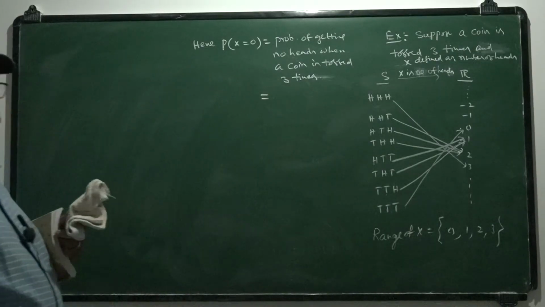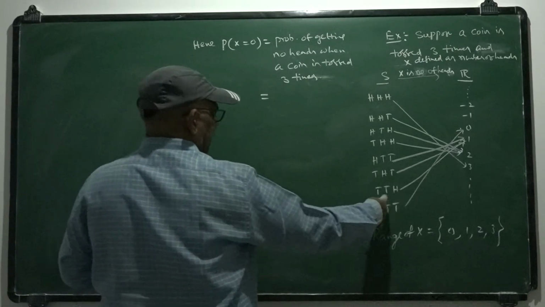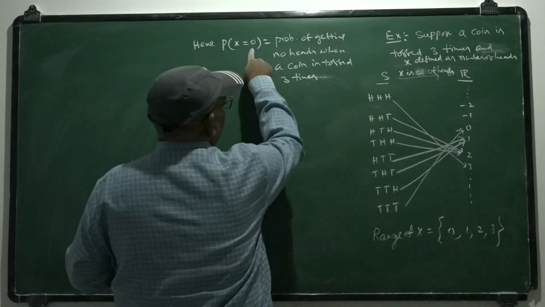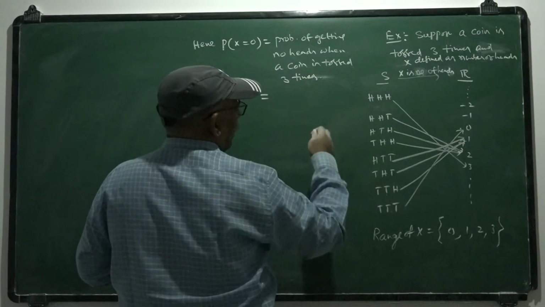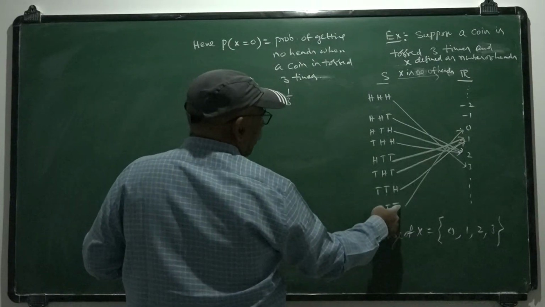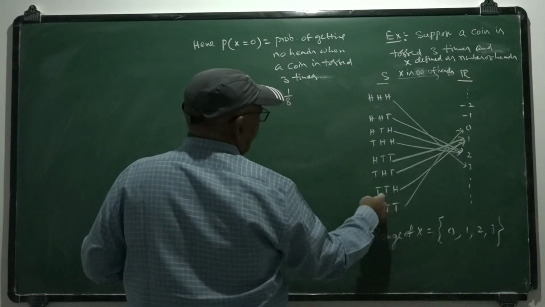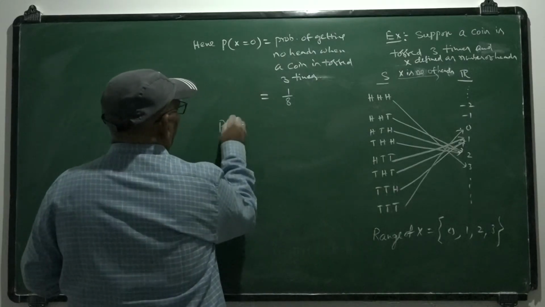When an unbiased coin is tossed 3 times, the probability of getting no heads, if x takes the value 0, means all tails. The probability of getting all tails is 1 by 8, because the favorable possibility is getting TTT and the total possible outcomes are 8.